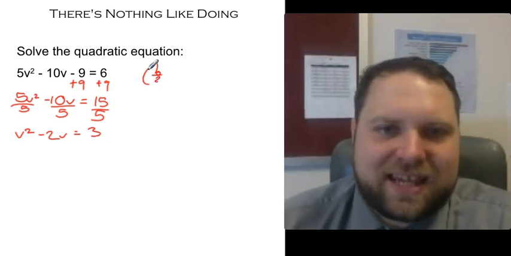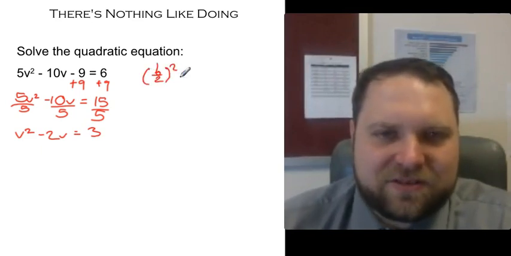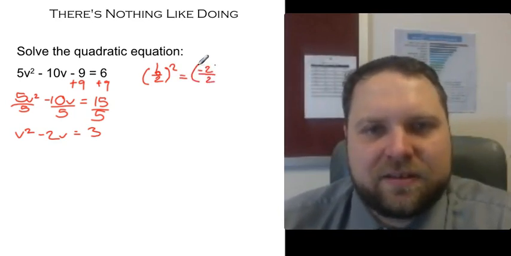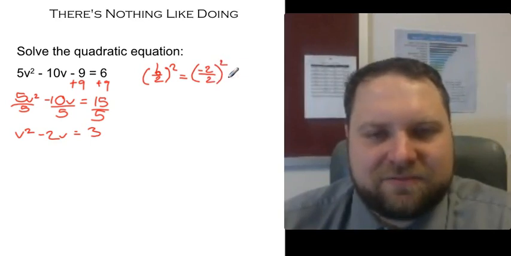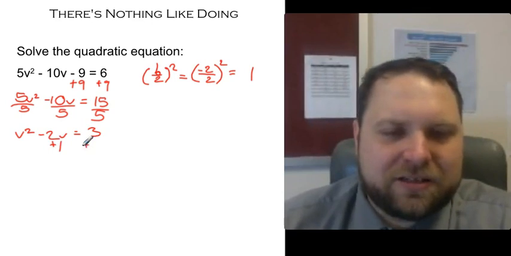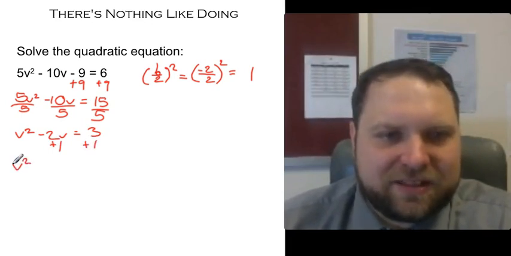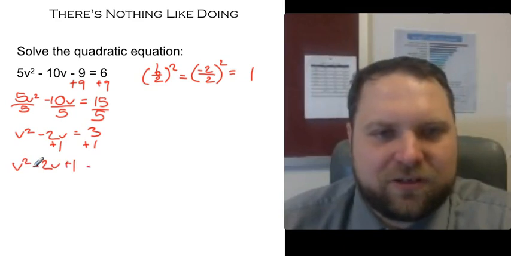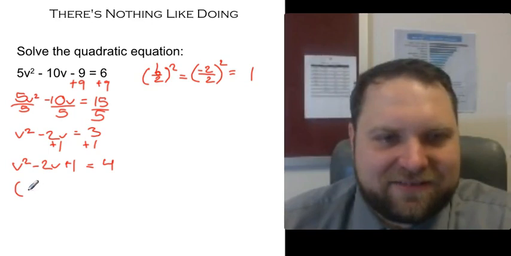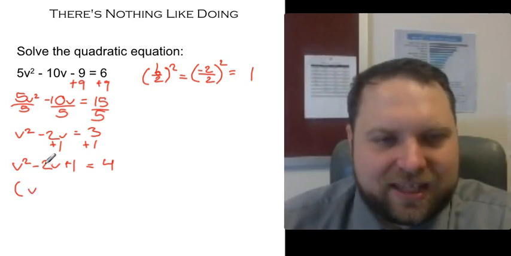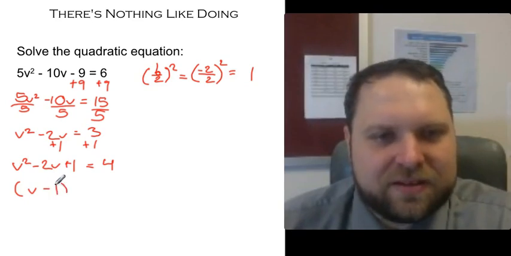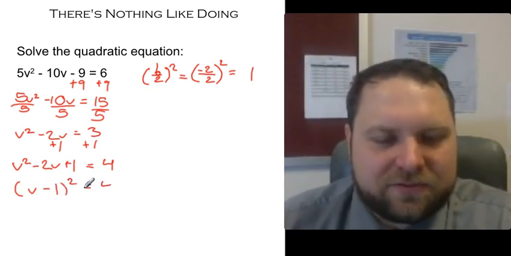I need to figure out what to add to this, so I take b over 2 squared. b in this case is negative 2. So negative 2 divided by 2 is negative 1. Negative 1 squared is positive 1. So I add 1 to both sides, and I would get v squared minus 2v plus 1 is equal to 4. I can rewrite now the left-hand side of that equation as v, and then I'm going to take b over 2, which is negative 1, squared equals 4.